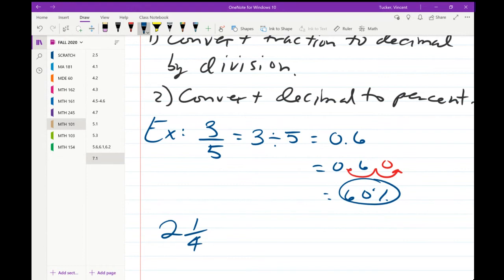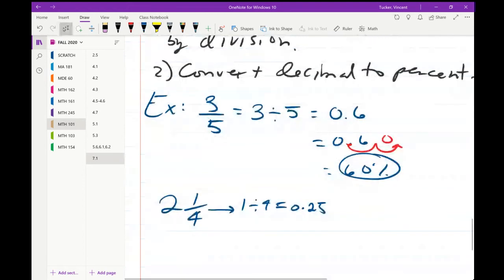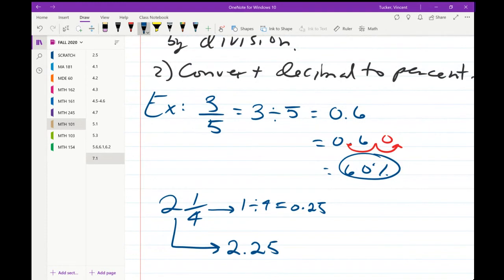All right, if I have 2 and 1/4, that 1/4 is 0.25. So that's 2.25. Move the decimal 2 places to the right. And that is 225%.